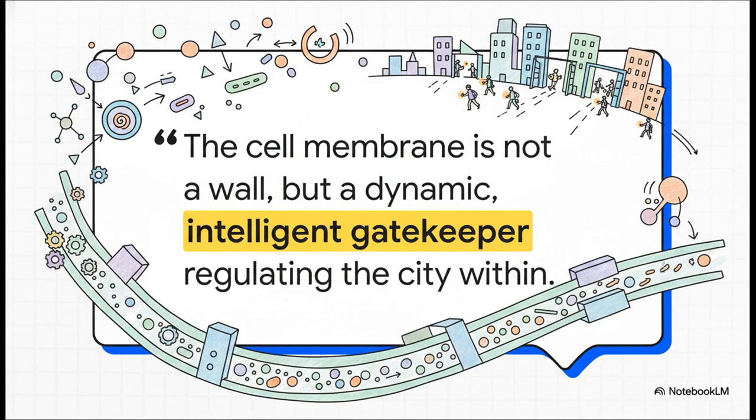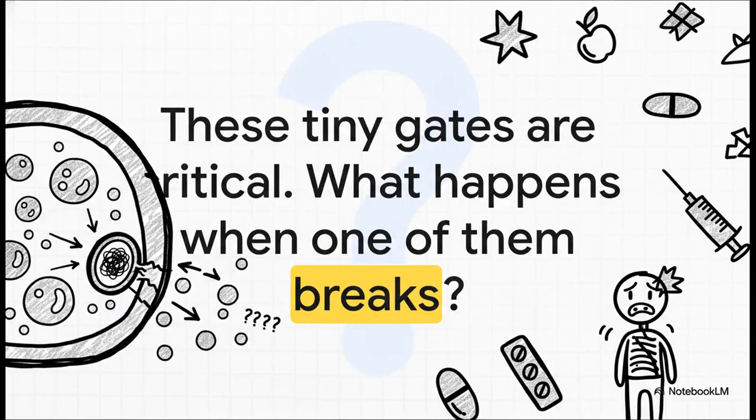So I really hope you'll agree by now that the cell membrane is so much more than just a static wall. It's a living, breathing, thinking gatekeeper. It's constantly making decisions, spending energy, and running all the complex logistics needed to keep the entire city within alive and thriving. And here's a final thought I want to leave you with.